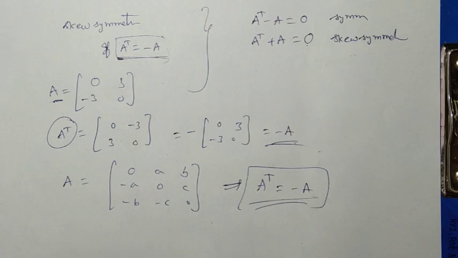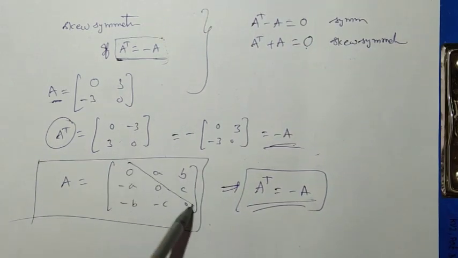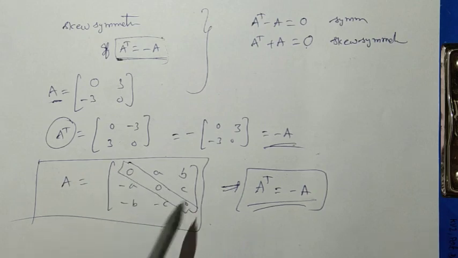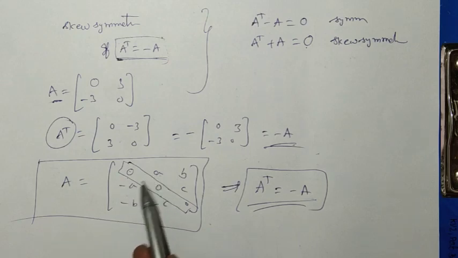This is a skew symmetric matrix. For a skew symmetric matrix there is a pattern actually. Diagonal elements must be 0. For a skew symmetric matrix, diagonal elements must be 0, and non-diagonal elements in the respective positions, the first row second column and second row first column elements, are inverse to each other.